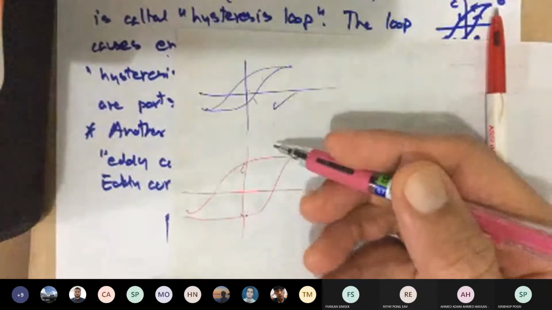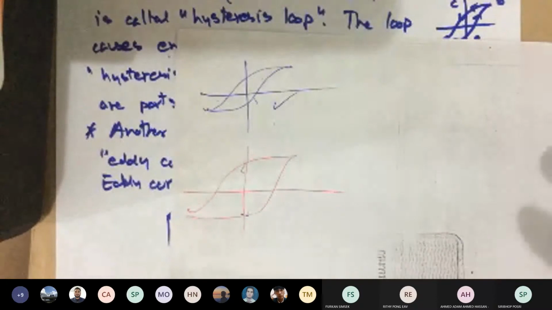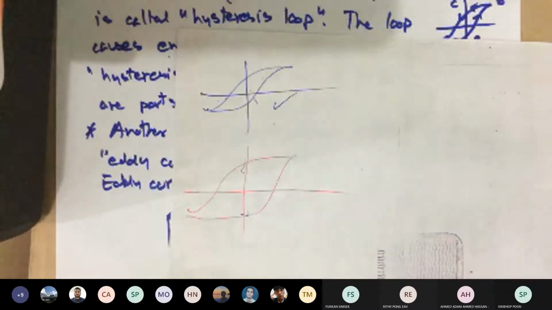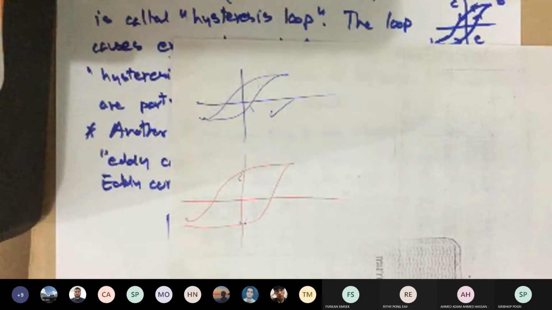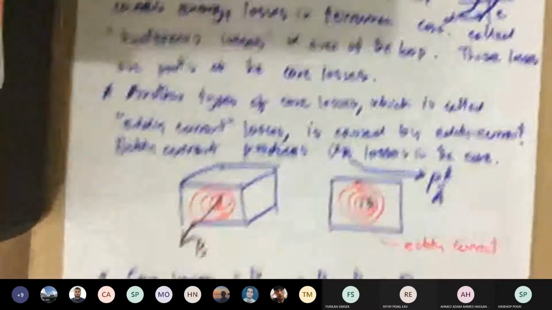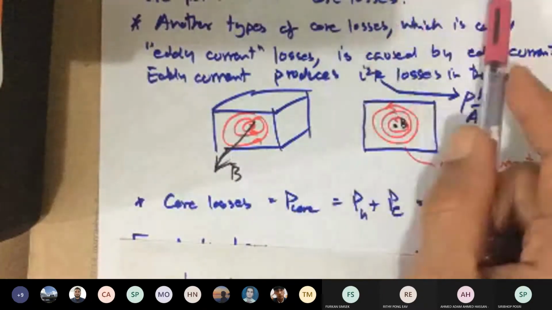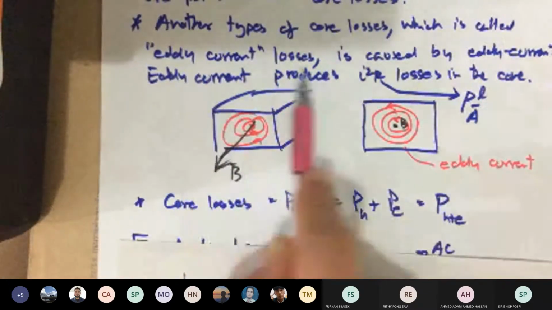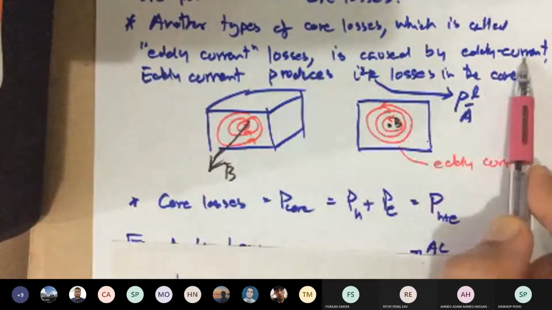Now, we learned that ferromagnetic materials are good because they have domains that give you the magnetization effect. So that's the good part. They also have some drawbacks. One of them is these core losses, the hysteresis losses. It turns out that there's another loss. There are two types of core losses. One is the hysteresis losses that we just discussed. Another type is called eddy current losses, caused by the eddy current due to the flux.